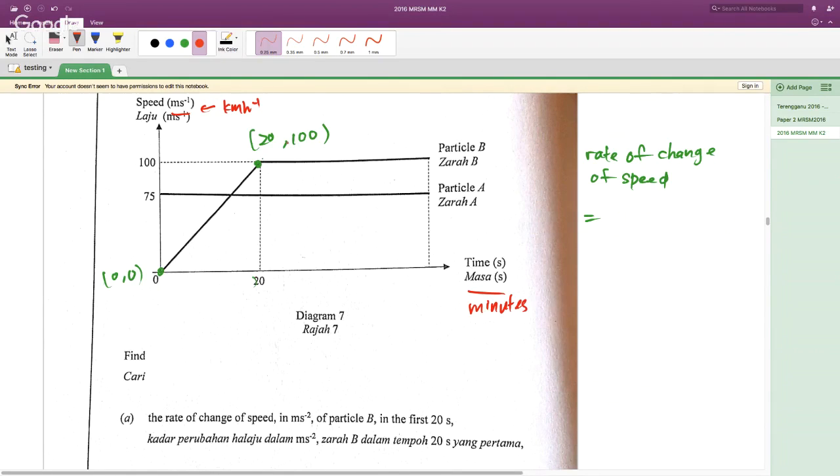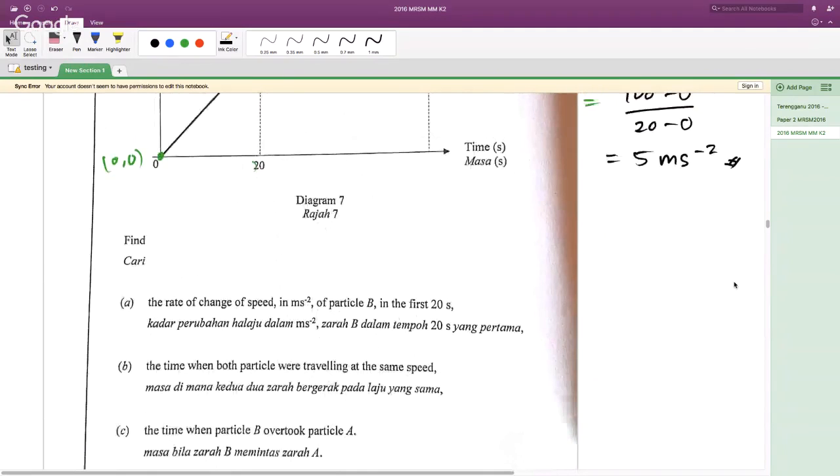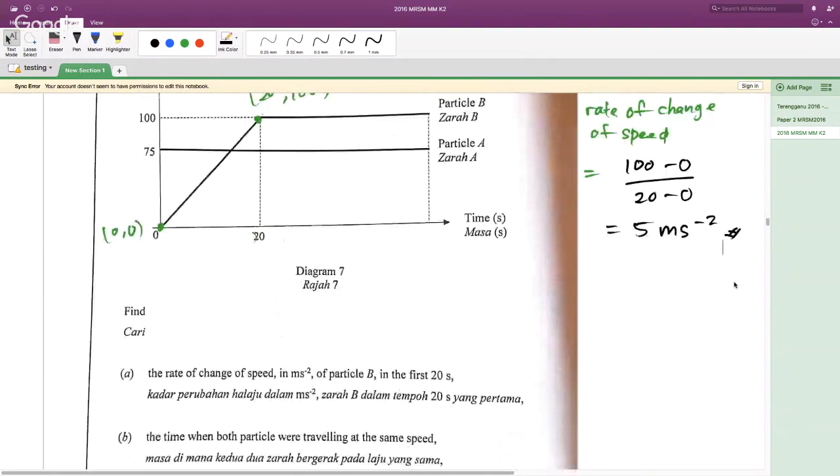Because minute and hour are not the same. So you have to convert the minutes into hours, then only you can do it. You have to always make sure they have the same unit. All right, this is just in case the question tries to trap you. If not, I just do the normal one, 100 minus 0 over 20 minus 0. This is how we do the gradient. So the rate of change of speed is 5. All right, very easy.